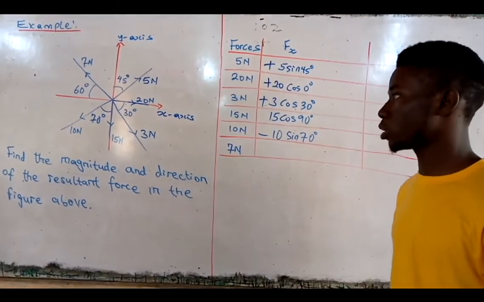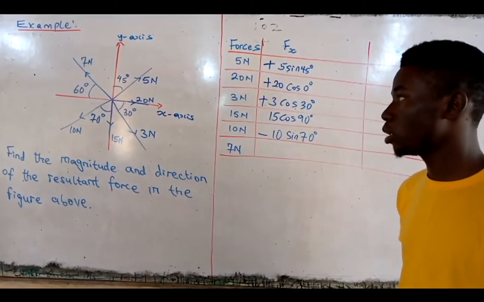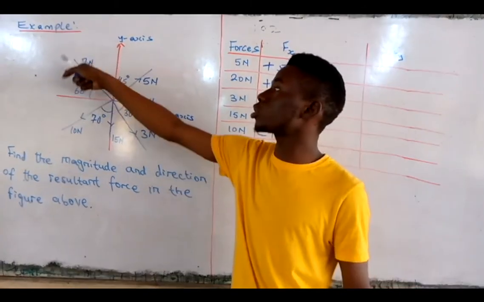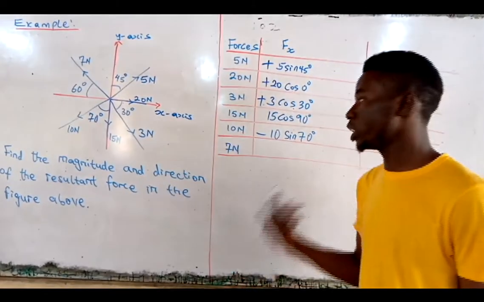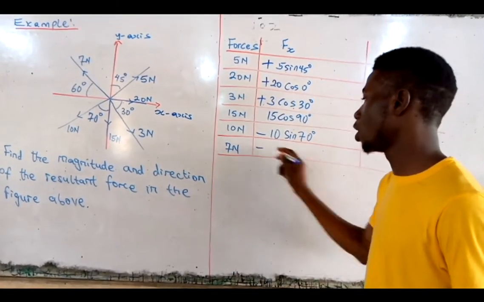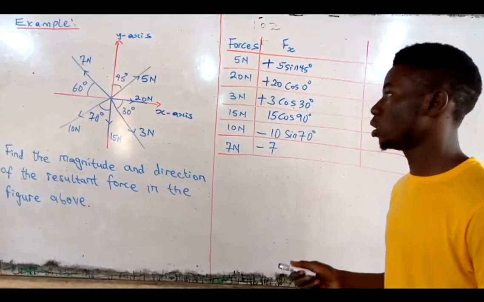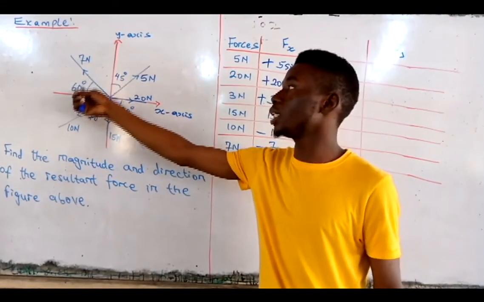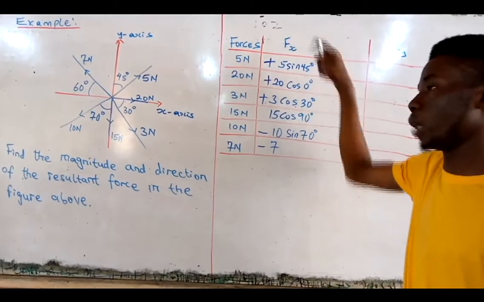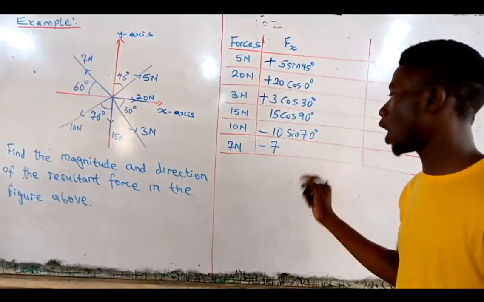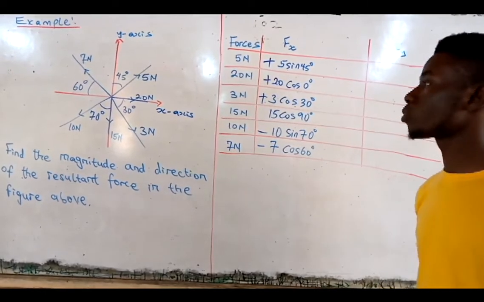The last force which we are going to consider for the x-axis is the force 7 Newton. 7 Newton is also at the left hand side for the x-axis, which implies it is going to have a negative value as well, and the magnitude is 7. The angle 60 degrees is made directly with the x-axis, which is the axis we are dealing with presently. So we have cosine of the angle.